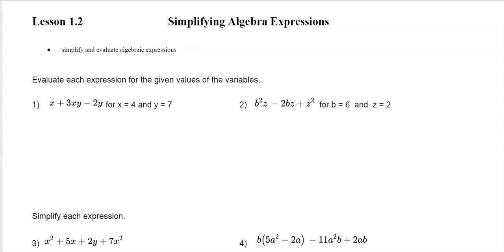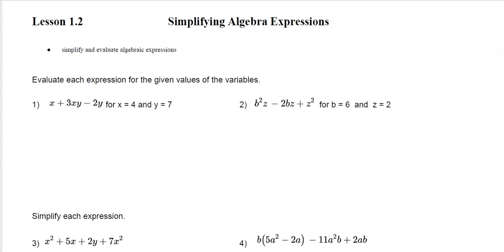Lesson 1.2, simplifying algebra expressions. So today we're going to be simplifying, which just means combining like terms, distributing, that kind of stuff. And then we actually have to evaluate, meaning we have to plug in some numbers to find a value or get an answer for it. Then there's some word problems off of that. So let's jump right in.